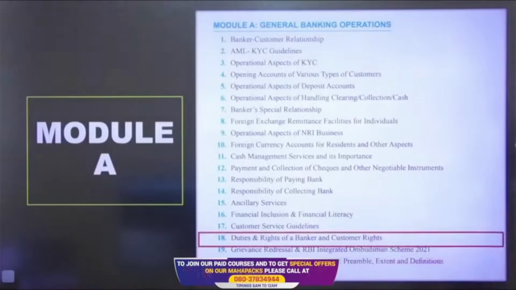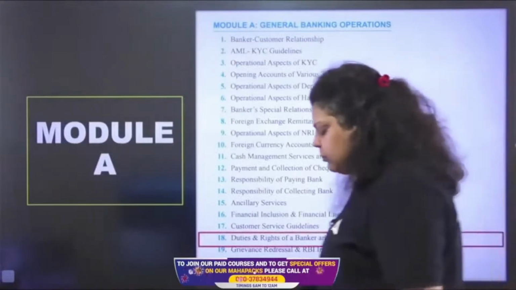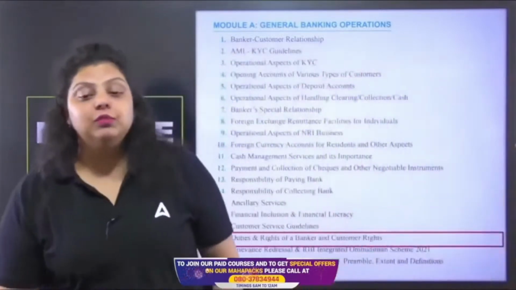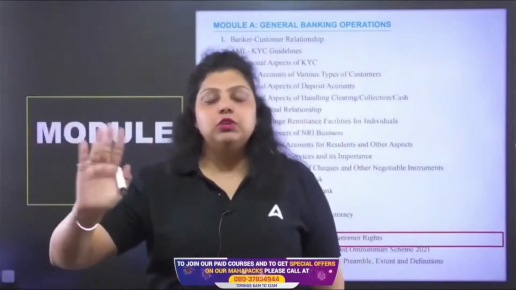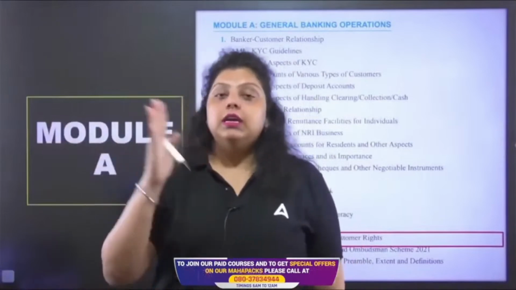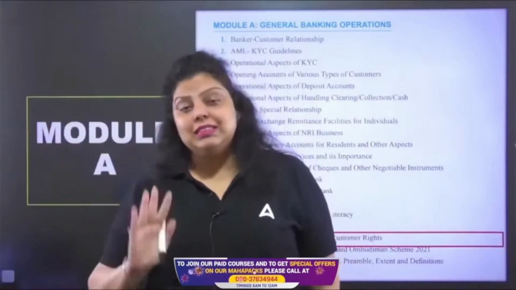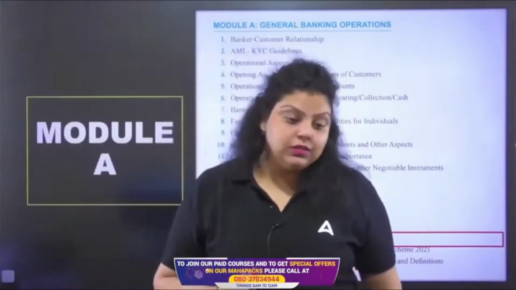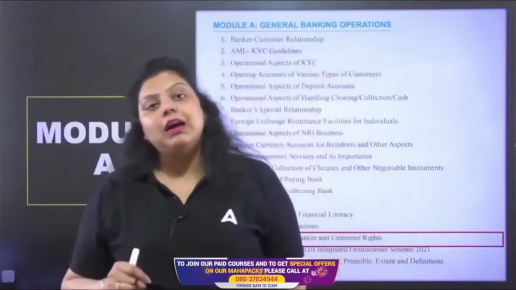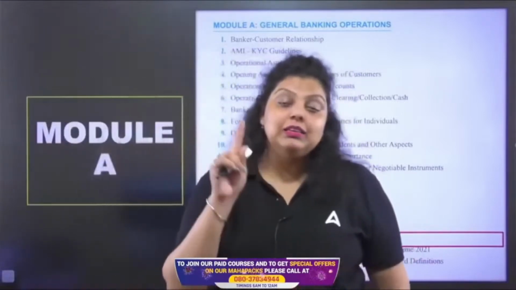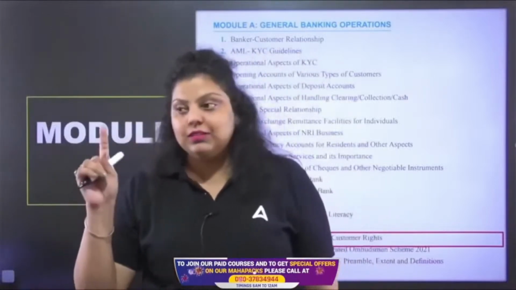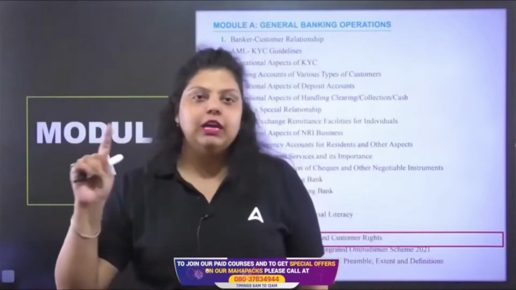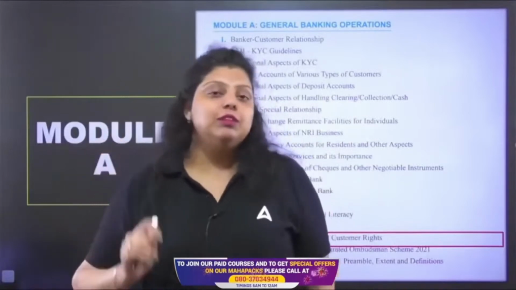So if you remember, we have discussed the banker-customer relationship, in which agent, principal, trustee relationship, bailor-bailee relationship, creditor-debtor, debtor-creditor, lessor-lessee, these kinds of relationships we have discussed. Then we have discussed the banker's special relationship, in which we have discussed lien, right of set-off, right of appropriation, and power of attorney.